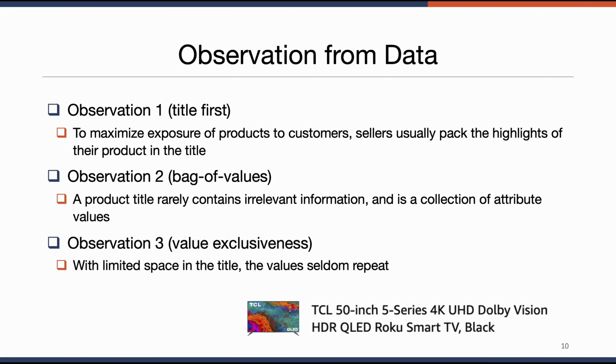The third observation is called value exclusiveness, which means the attribute values in the product title usually don't repeat themselves. So for example, for this TV product, if the first part of the product title is the brand, then the rest of the title will likely not repeat this brand.